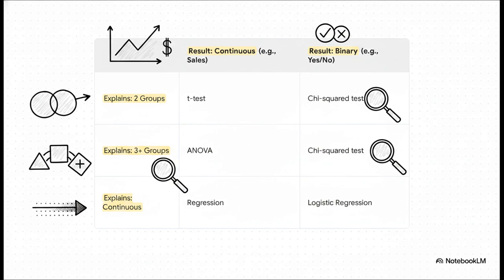And here it is. This is the magic table. It organizes everything you need based on just two simple questions about your data. First, look at the columns. Is your result the thing you're trying to measure? Is it a continuous number, like sales figures? Or is it binary, like a yes or a no? Second, look at the rows. What's the thing you think is explaining that result? Is it something split into groups, like an A/B test? Or is it also a continuous number, like ad spend? Just find where your row and your column intersect, and bam, that's the method you need.